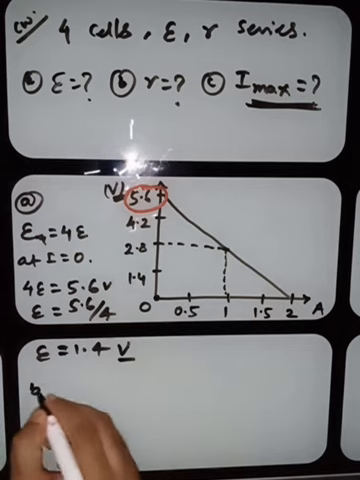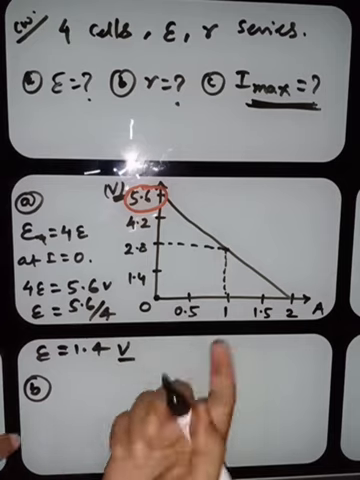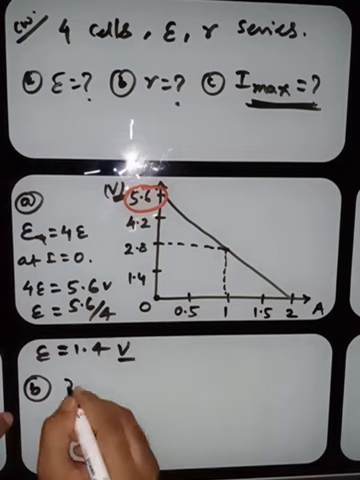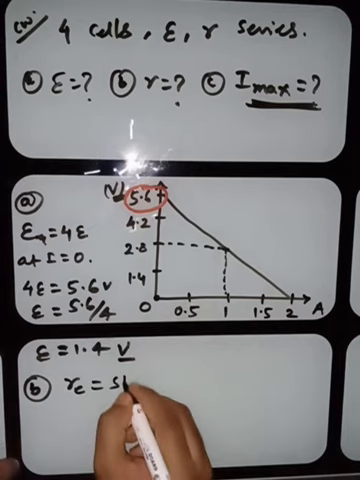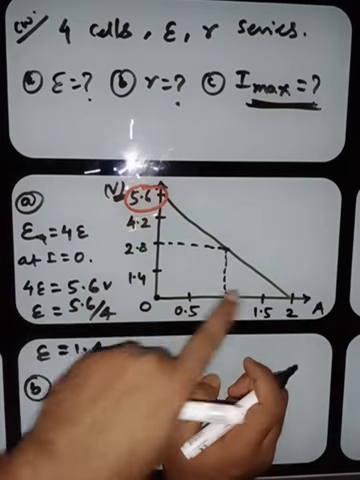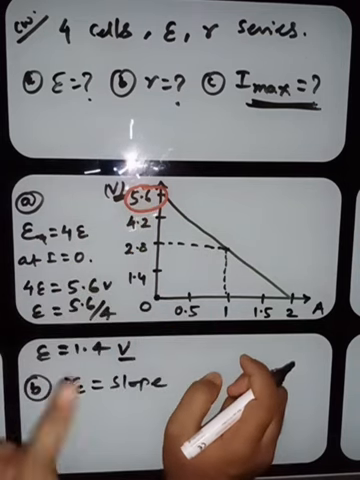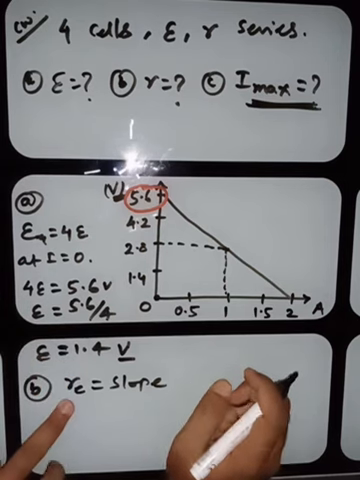Now part B, internal resistance. We have studied that internal resistance is nothing but the slope. Suppose R equivalent is the slope. I told you, if this graph is represented for one cell, then R equivalent will be the R internal, that is r for one cell. But here the 4 cells are connected. That's why the R equivalent will be the slope.